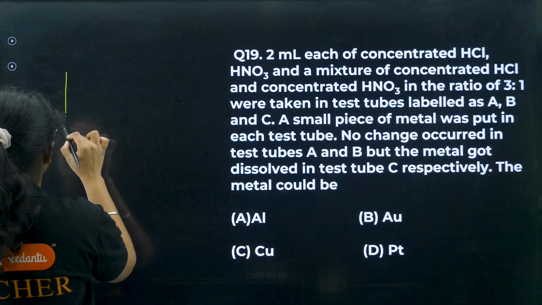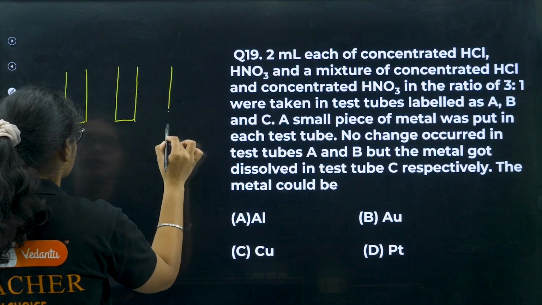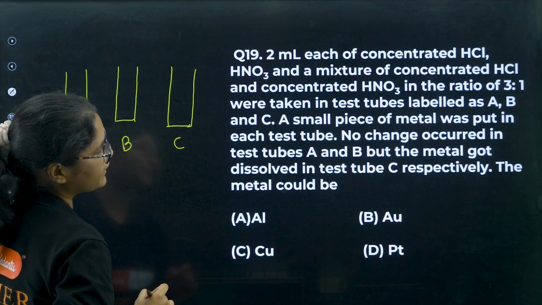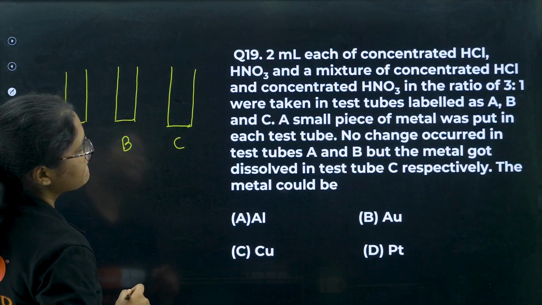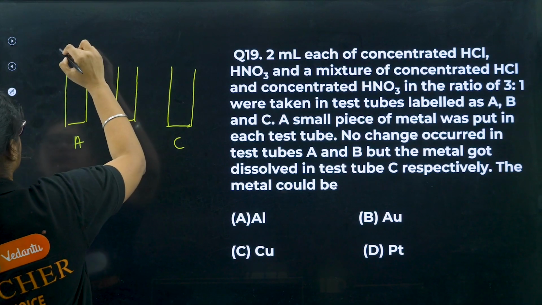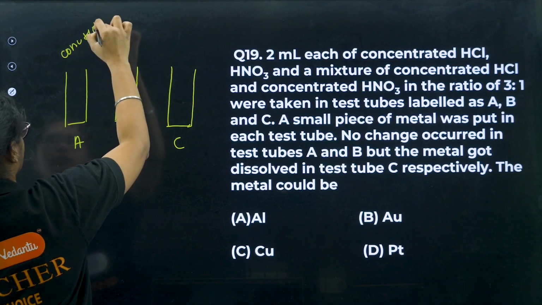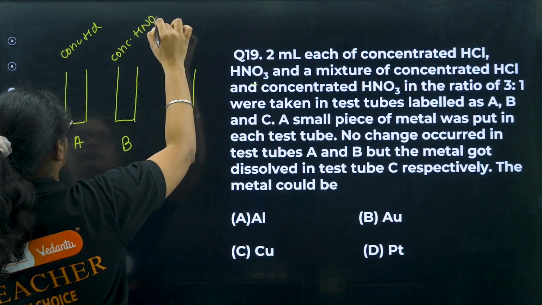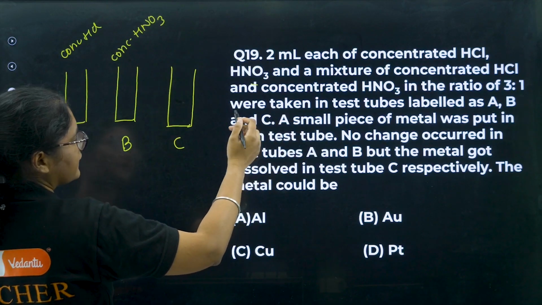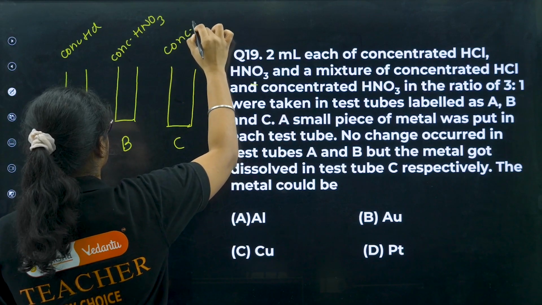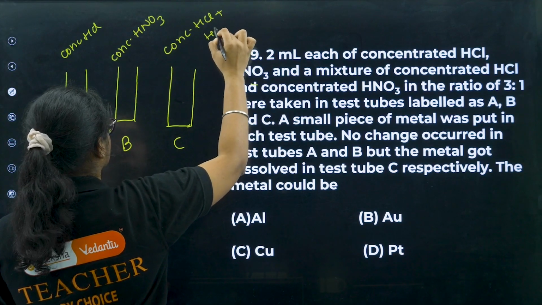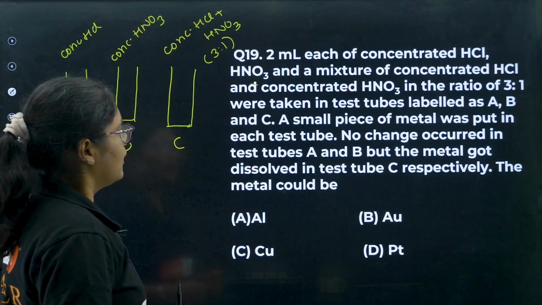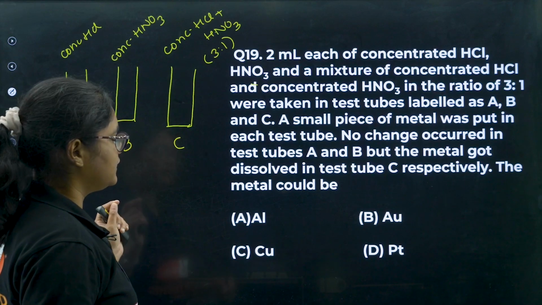So let us draw it. We have A, B and C. On A we have HCl, and here we have HNO3, and a mixture of concentrated HCl and HNO3 in the ratio of 3:1. Next, a small piece of metal was put in each of these test tubes.